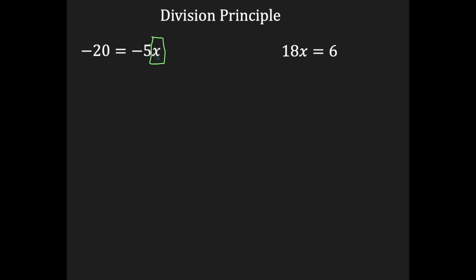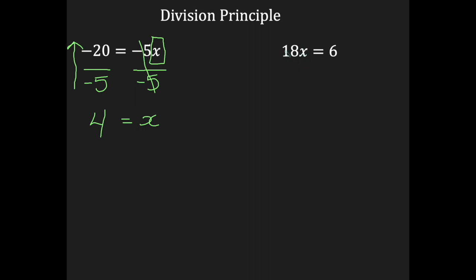Opposite of the operation. The x and the negative 5 are connected by multiplication. So my operation would be division. I'm going to divide both sides by negative 5. That cancels, leaving me with x. And then again, we're dividing. You go to heaven. 2 negatives gives you a positive. And 5 goes into 20 4 times. Remember, you're always doing the opposite of how the coefficient and the variable are connected.